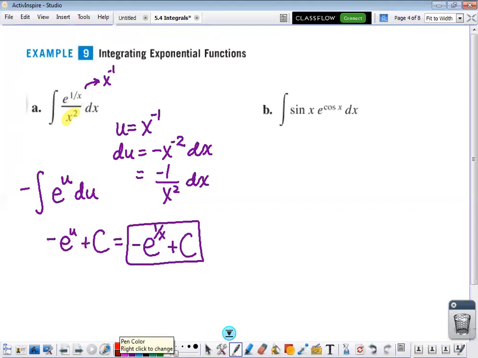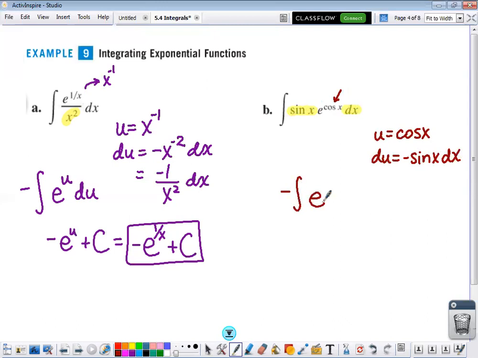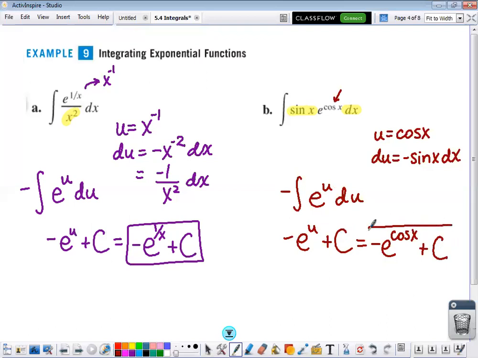Part B looks like our exponent is cosine x, so let's let u equal cosine of x. The derivative of that is negative sine x dx. Okay, so we're just missing a negative. We have our sine x dx, so we need a negative in front of our integral symbol. So our problem becomes negative e to the u du. So negative e to the u plus c, and our u was cosine x. Okay, so these have been pretty straightforward so far with just using your u substitution.